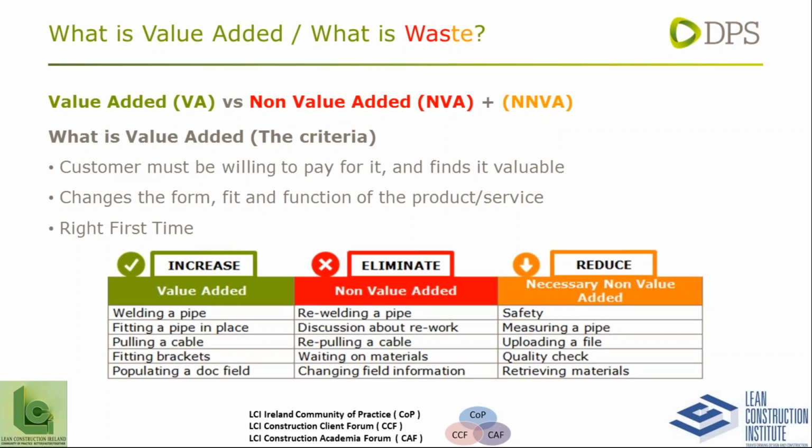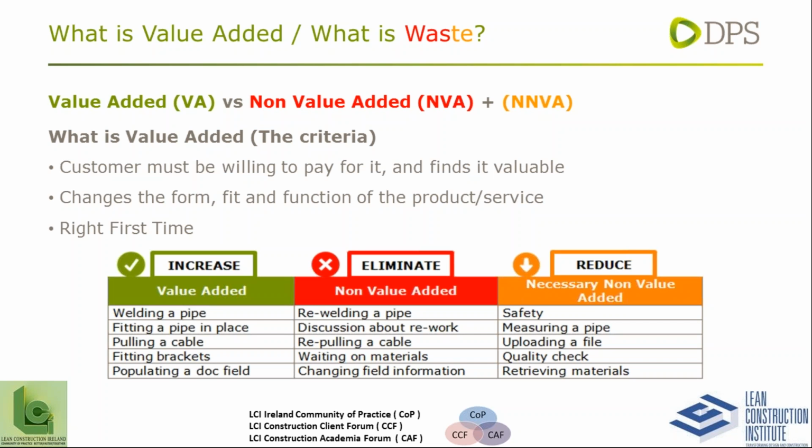Now this is a bit of a lean for you. So what is value added and what is waste? So value added, there's a strict criteria that we stick to when we're doing direct observation because we need to know what value added and what is waste. So let's run through the value added first. The customer must be willing to pay for it and finds it valuable. It changes the form, fit and function of the product or service that we're building, and it's right first time. So let me give you a few examples.